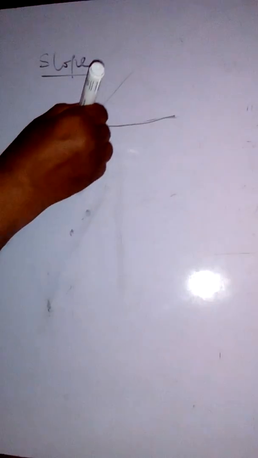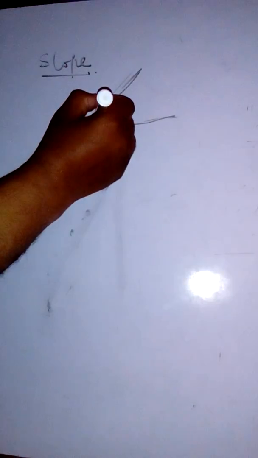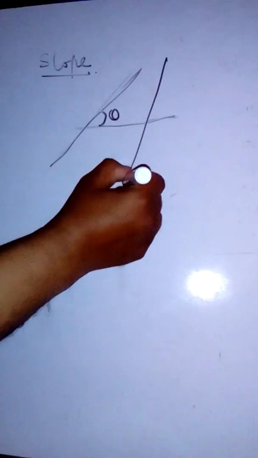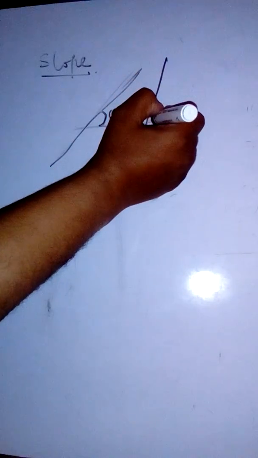Slope. Slope is nothing but the steepness of a line. For example, this is our x-axis. Now, this is one line. The angle made by this line I am taking as theta, and this is another line. The angle made by this line I am taking as alpha.